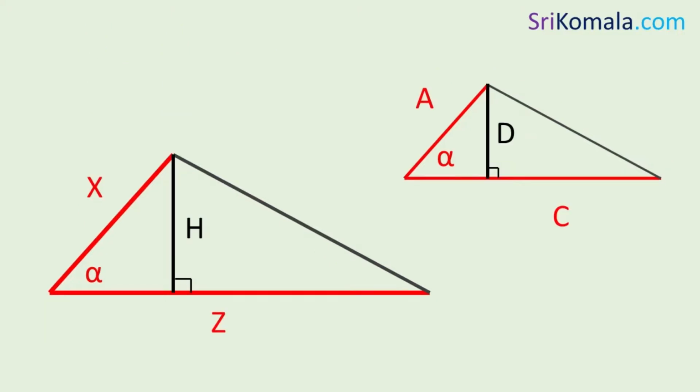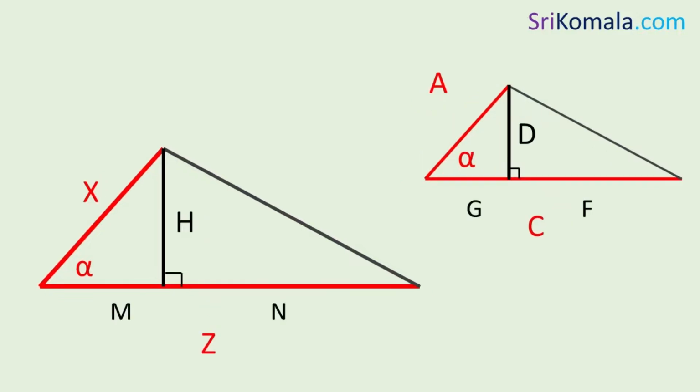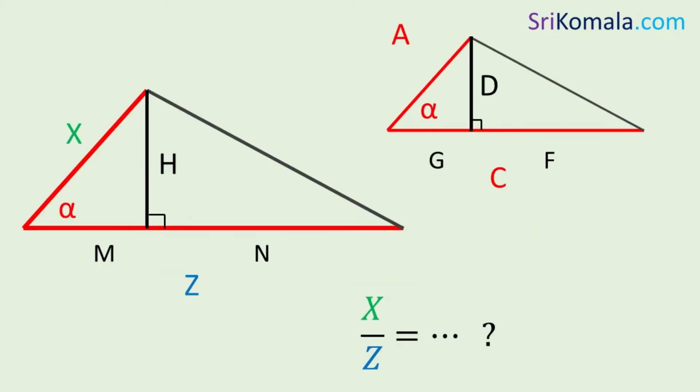First, on each triangle, let us draw the height which is perpendicular to the base. By drawing the height on each triangle, the base of each triangle is divided into two segments. The base of the smaller triangle, that is side C, is divided into segment E plus segment F. The base of the bigger triangle, that is side Z, is divided into segment M plus segment N.